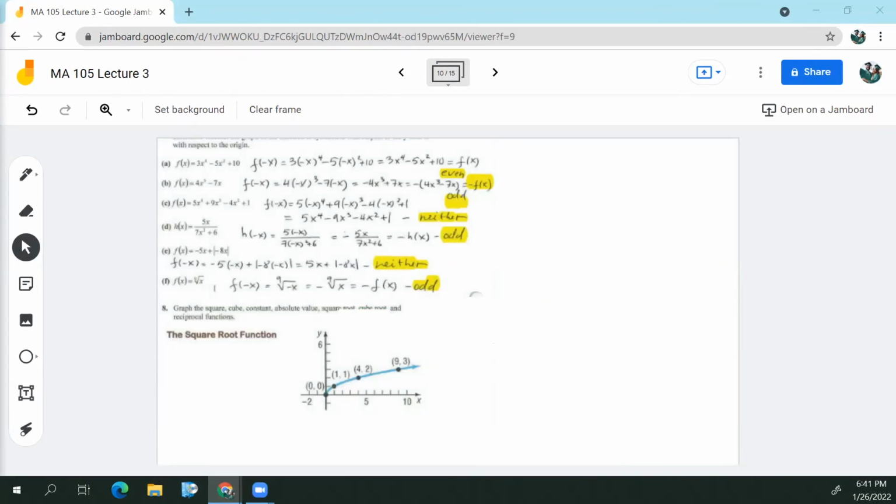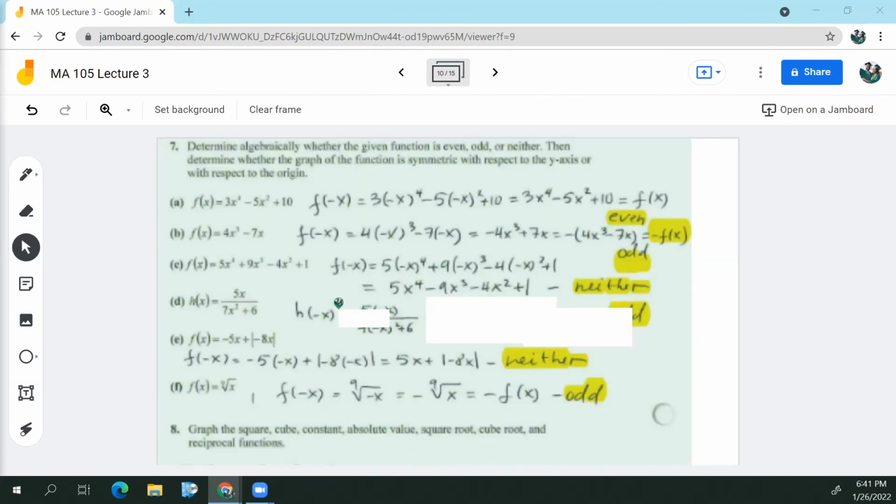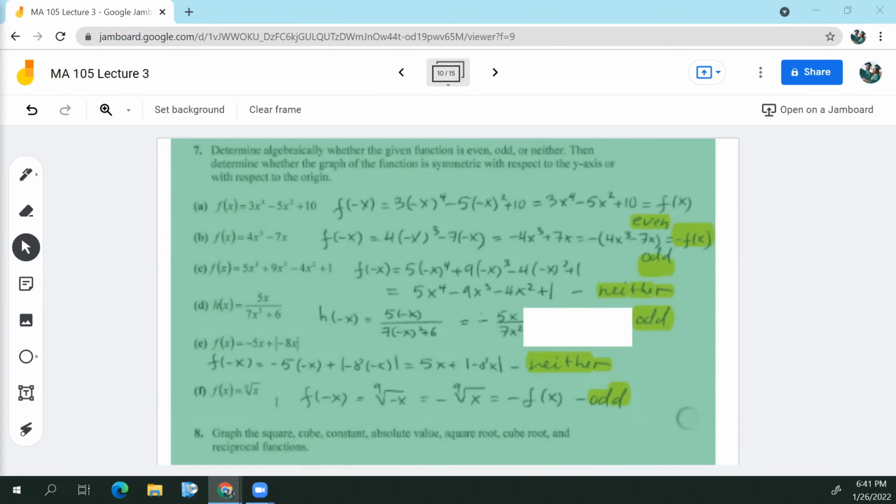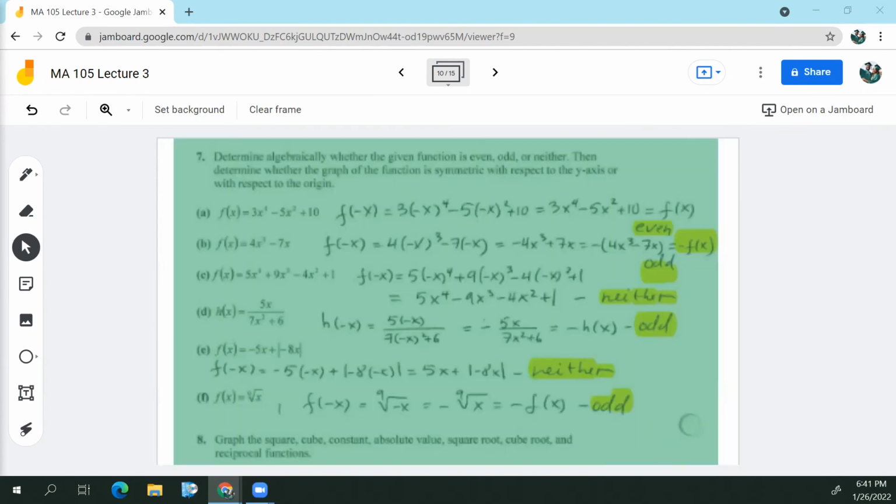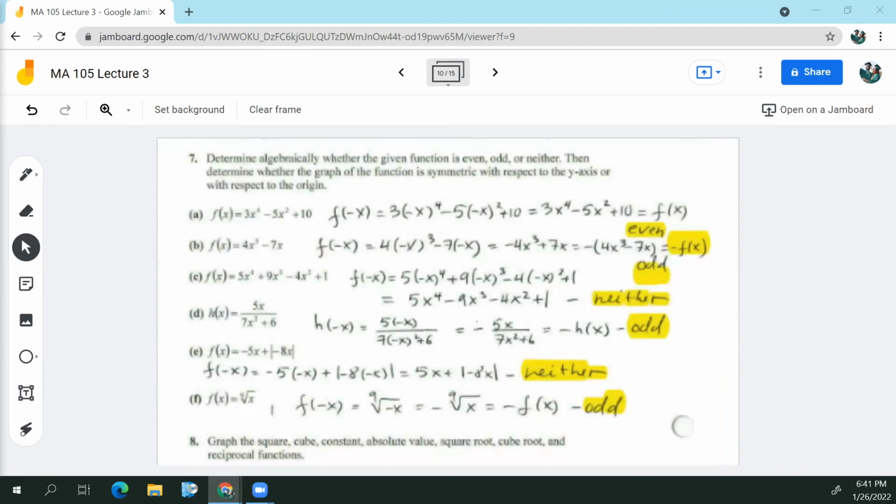No, so if we take a closer look here, get rid of that. There we go. All right, if we take a closer look at D, when you plug negative x in, right, you get negative x squared in the denominator, which gives you positive 7x squared. However, this negative in the numerator means that you have negative 5x, which gives you a negative in front of the whole thing.